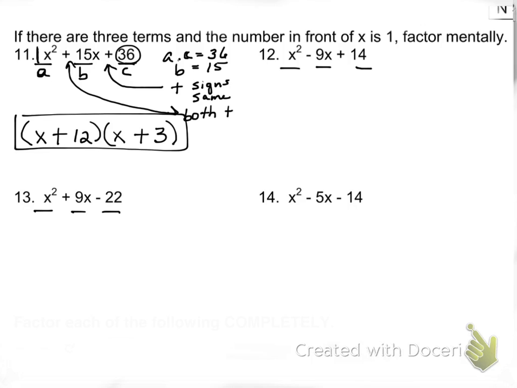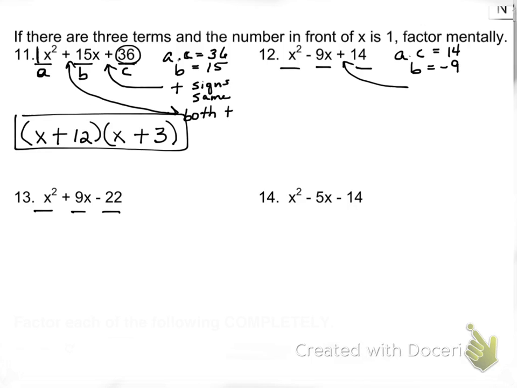So that's the method that you're going to use for these problems. So let's look at the next one, number 12. Same process. We have a times c is 1 times 14, so it's 14. B is -9. Okay, well this is an issue.